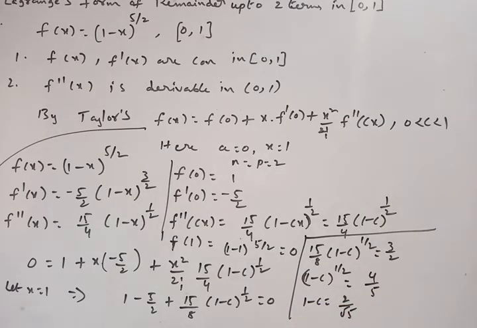Squaring on both sides, how much will we get here? 16 by 25, right? So this means c is equal to 1 minus 16 by 25, which is 9 by 25. So c is approximately 0.36, and it belongs to 0 comma 1.